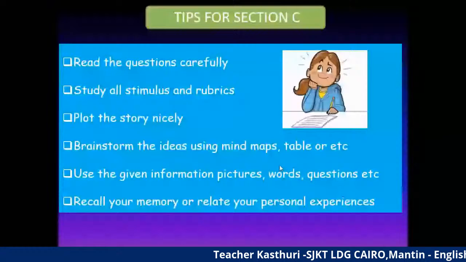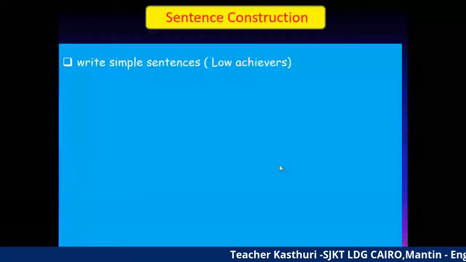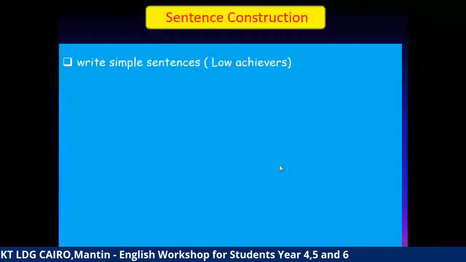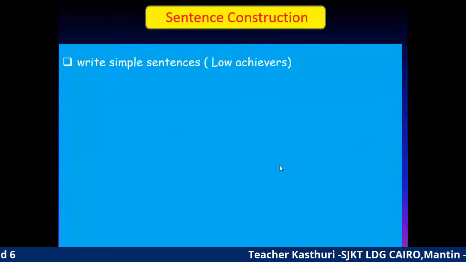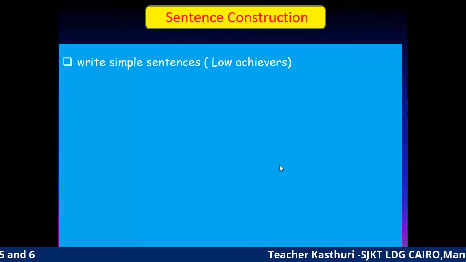Okay, now comes to the sentence construction. Right, simple sentences. This is for low achievers. Here I'm sure that most of you, maybe I can divide you all into high achievers, medium and low achievers. So today I'm going to cater for these three levels: those who are struggling to write sentences, those already at the medium level and high achievers.